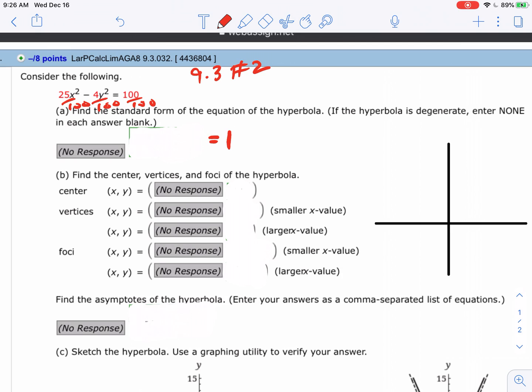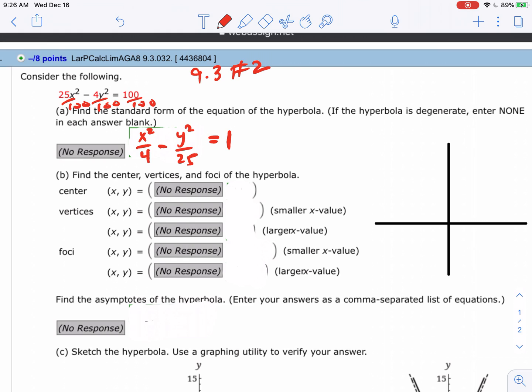So then 25 over 100, if you hit math, enter, enter, it's 1/4. So this would be x squared over 4 minus 4 over 100 would be 1 over 25. So that's y squared over 25. So there's my standard form. It's one positive, one negative. So that's how I knew it was a hyperbola.